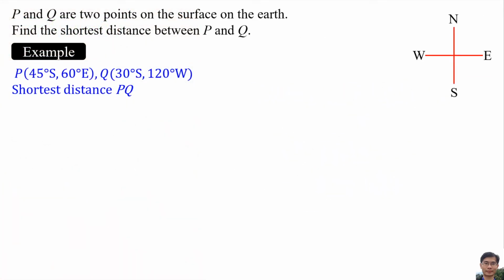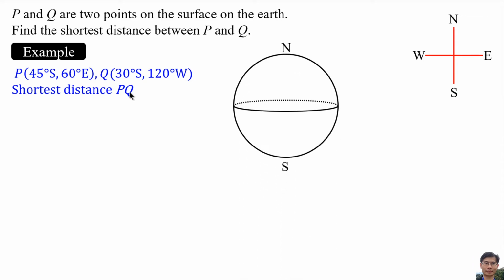P and Q are 2 points on the surface of the Earth. Find the shortest distance between P and Q. Example, P and Q can be shown in this diagram. We see the difference in longitude is 120 plus 60 means 180 degrees. It is so far. The shorter distance should be from Q, go to South Pole, and then go to P.